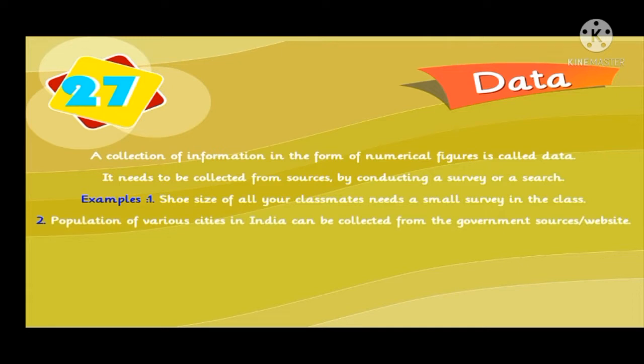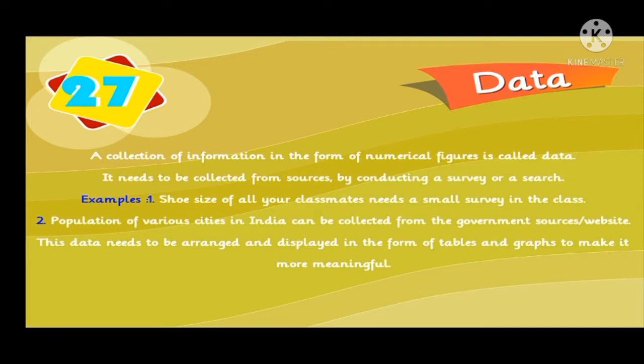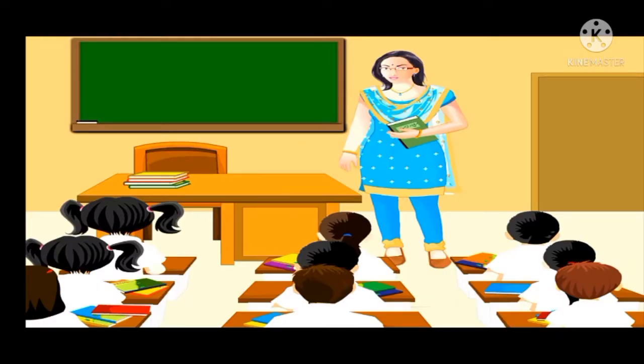Next example. Population of various cities in India can be collected from government sources or websites. That means various cities का population collect करने के लिए हम government sources या website का use करते हैं. Like this, we collect data from different sources. This data needs to be arranged and displayed in the form of tables and graphs to make it more meaningful. Statistics involves collecting, organizing, presenting and interpreting numerical facts or data. Let us learn to collect and represent data more effectively.